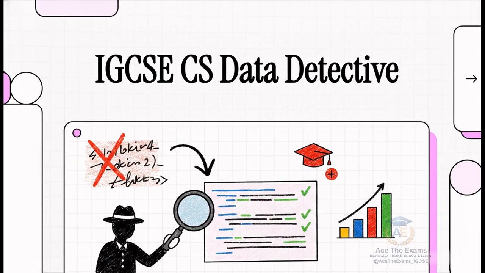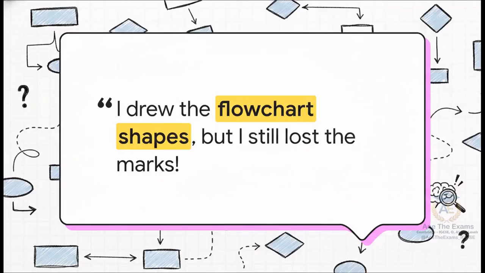In this explainer, we're going completely undercover as data detectives. We're going to decode the precise technical language and logic that Cambridge examiners demand, taking you from a risky grade boundary to absolute top band safety. Let's dive in. Right off the bat, this is one of the most painful and common learner mistakes we see.